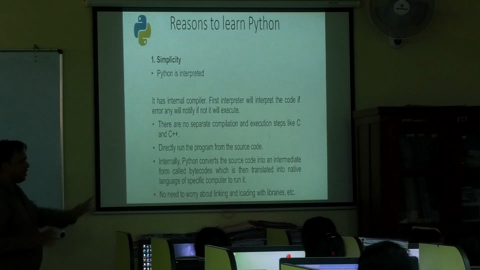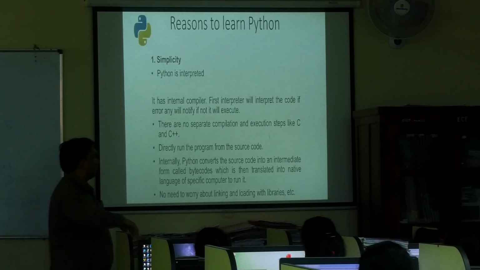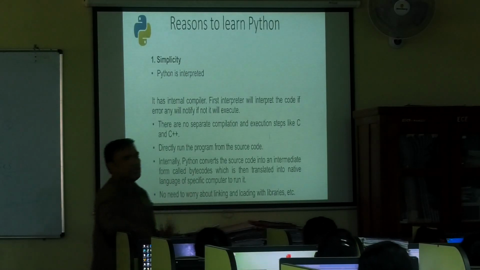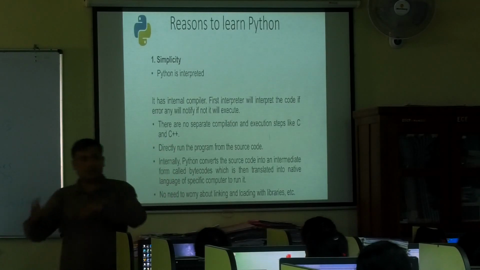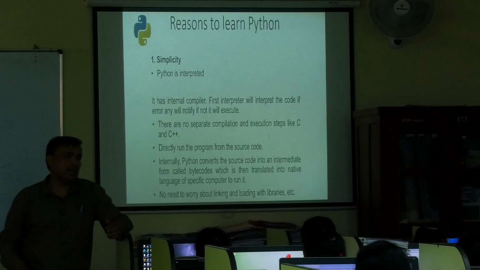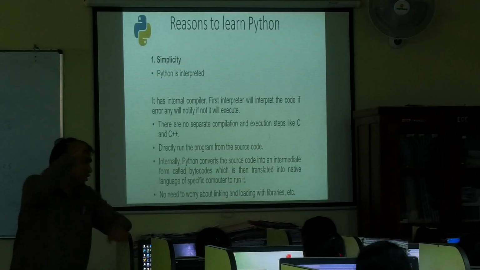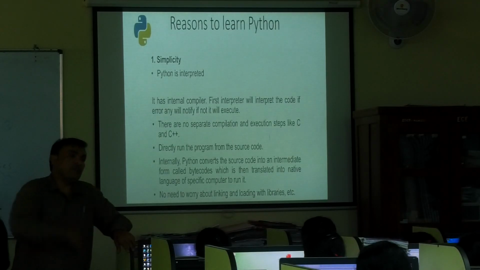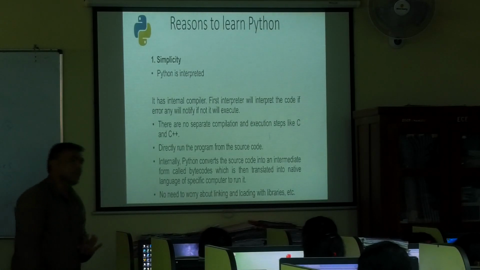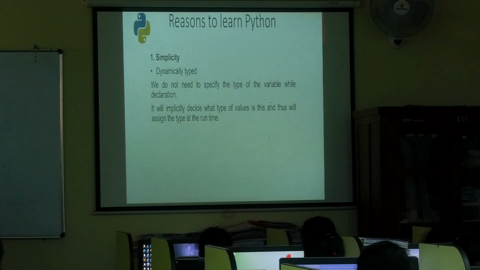Python converts the source code into an intermediate form called bytecode, which is then translated into native language. No need to worry about linking and loading with libraries. That was the problem when we were using other programming languages, C++ or Java: linking and loading the library and then finally locating the library in particular memory locations. That was there in earlier languages. But here we can directly utilize it.